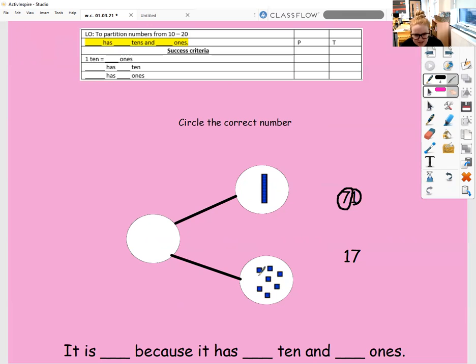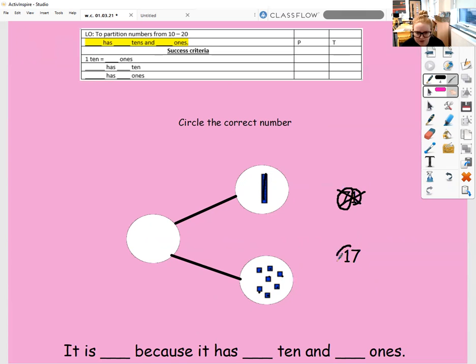Well, are these my tens? So I've got 1, 2, 3, 4, 5, 6, 7. Are these my tens? I've got 7 tens. No, Mr. Hares, these are your ones. So I should only have one for 71, and I should have 7 tens, and I've only got 1 ten. So it is not 71 this number is representing.